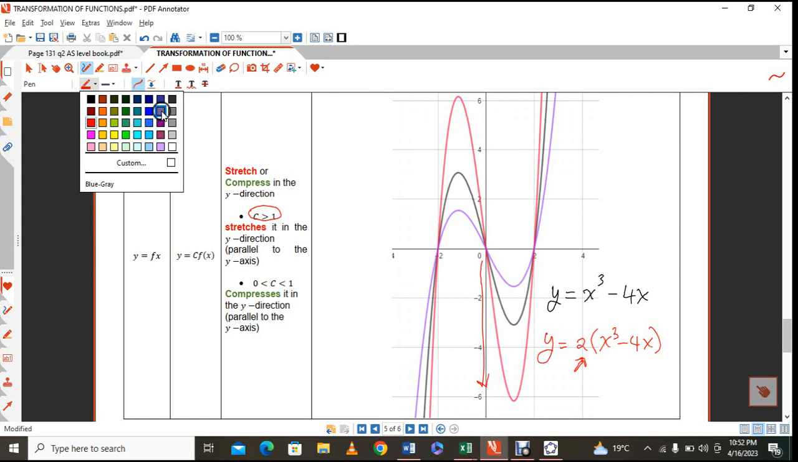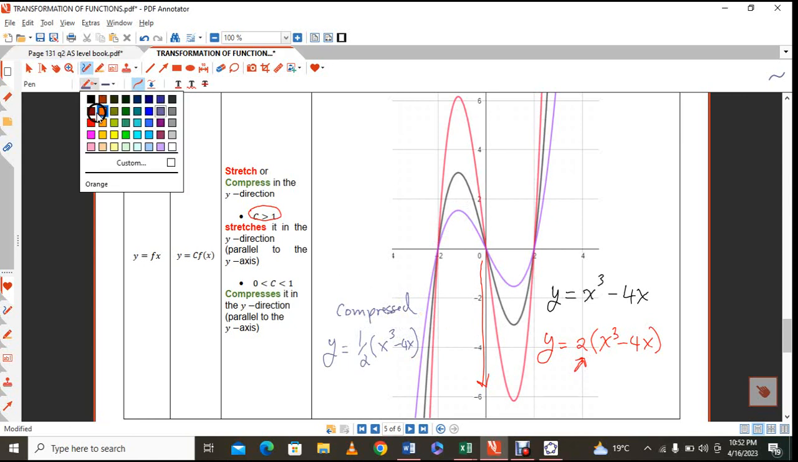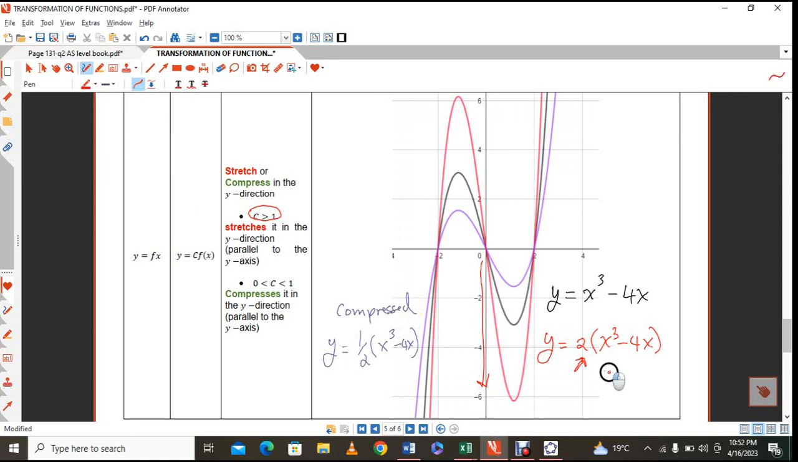It's very close unless I'm colorblind. So the one in purple will then be y equals a half of x cubed minus 4x, because you can see this one now, it's the one that is being compressed, and this one in red is the one that is being stretched. Okay, so that is what happens if you put a number in front of the function.